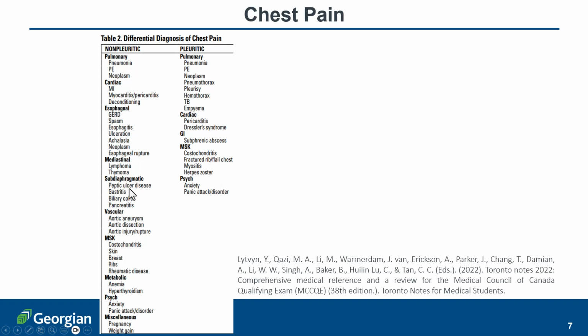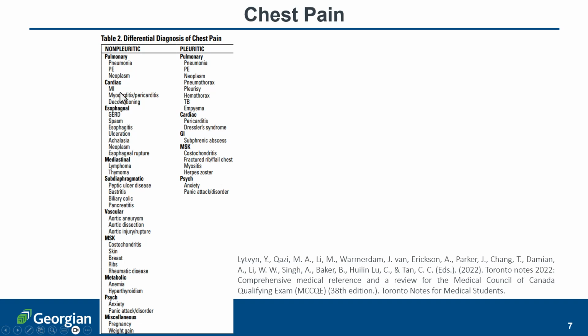There's also non-pleuritic chest pains, again pulmonary and cardiac in nature. So non-pleuritic chest pain caused by pulmonary causes could be pneumonia. So as you can see, pneumonia can cause either non-pleuritic chest pain or pleuritic chest pain depending upon the location of consolidation in the lung, and we'll discuss pneumonia shortly. PE is the same, could be pleuritic or non-pleuritic chest pain. Same thing with neoplasms.